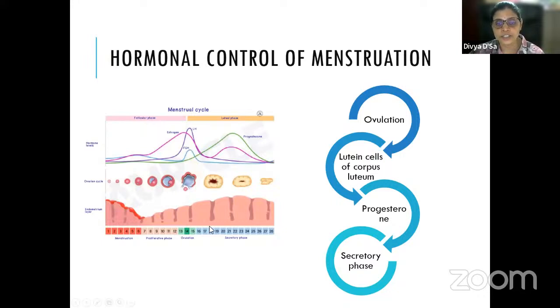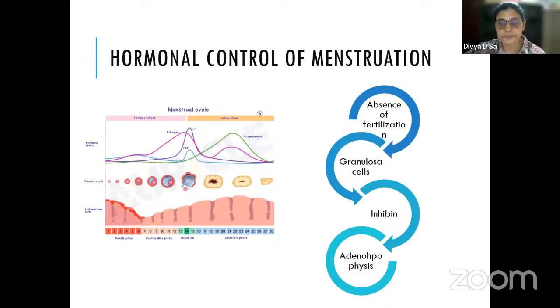So once the ovulation starts, what happens is the lutein cells of the corpus luteum, that is the granulosa lutein cells, will secrete progesterone, and it enters into the secretory phase. This progesterone causes the endometrium to increase in thickness again.